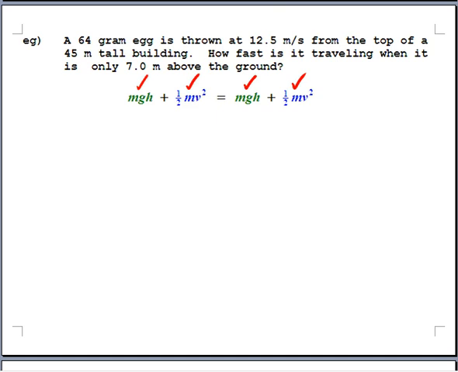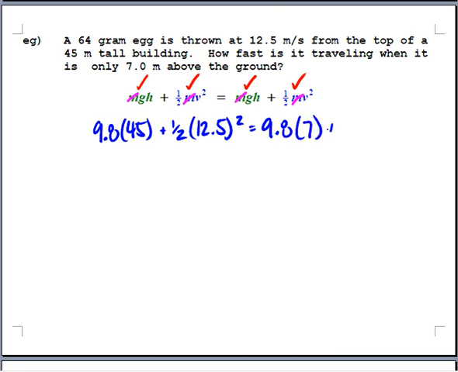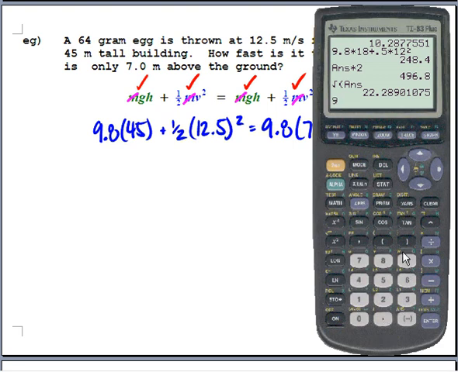Now it looks like we had our Curie helping us out. He measured this thing at 64 grams, and you might look and go, oh, I need to convert that into kilograms. Or let's just take the masses out. Make life easy. And then we can go ahead and plug in the numbers that we've got. 9.8 times 45 plus 1/2 times 12.5 squared equals 9.8 times 7 plus 1/2 v squared.